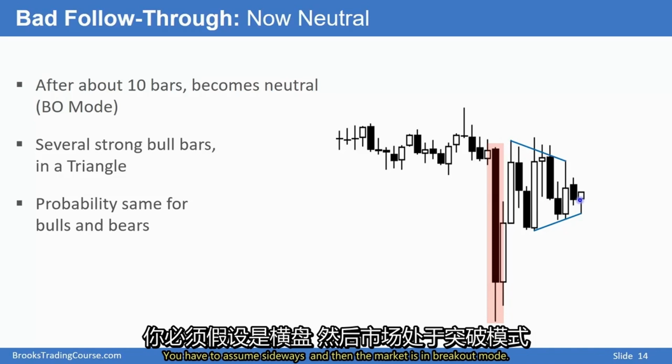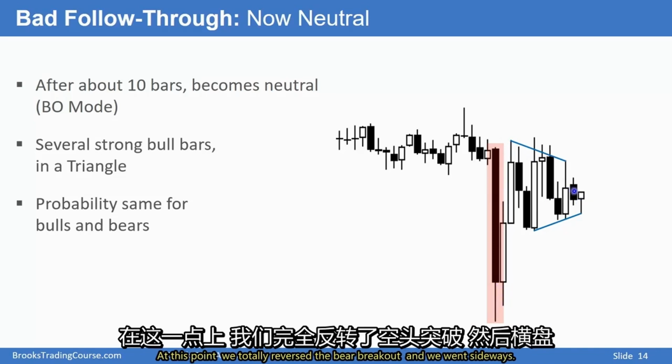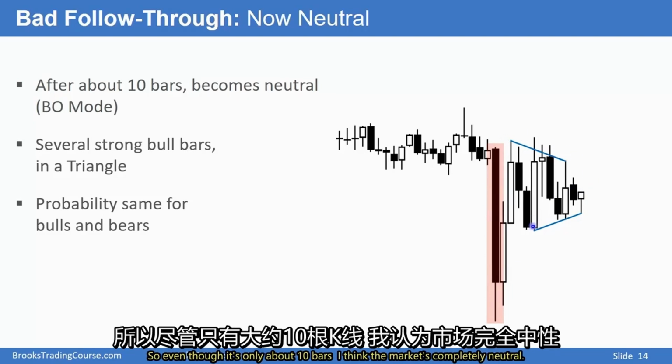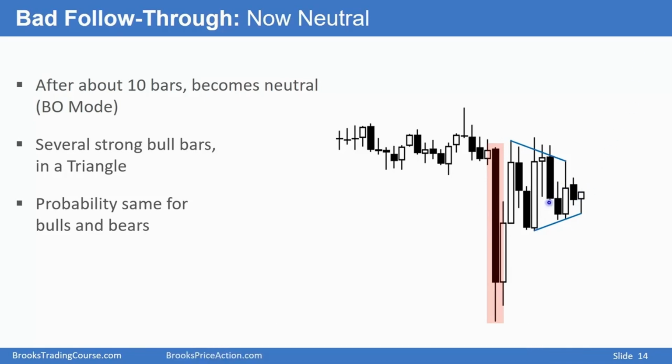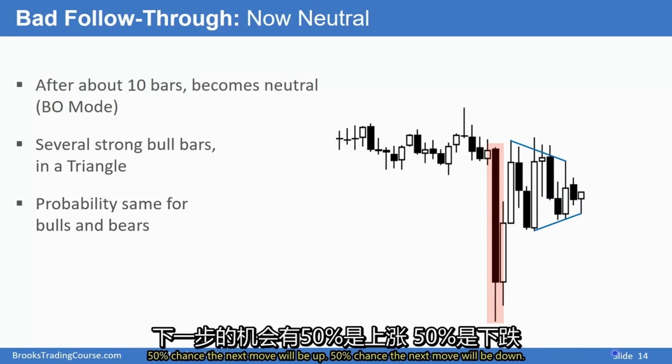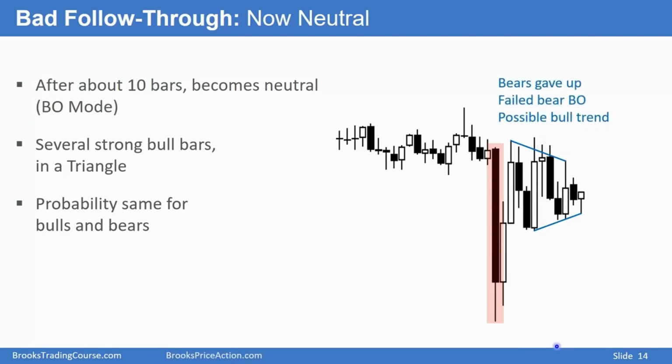You have to assume sideways, and then the market is in breakout mode. At this point, we totally reversed the bear breakout, and we went sideways. So even though it's only about 10 bars, I think the market's completely neutral. 50% chance the next move will be up, 50% chance the next move will be down.